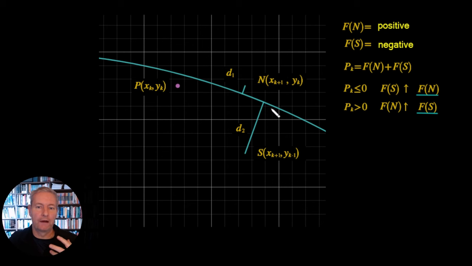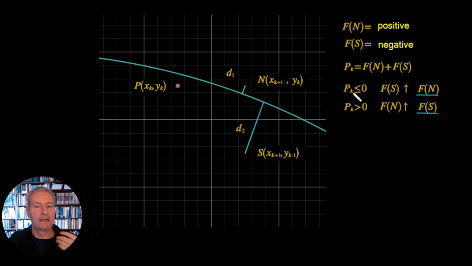So if it's a negative value, it means that this d2 here must be larger than the d1, because this distance here is the negative distance. So if it's negative, it means that this fs, that is the south circle, is going to be larger than the north circle. So if the south circle is larger, it means that this point is further away. If it's further away, then we must choose the north value. So this is the case here.